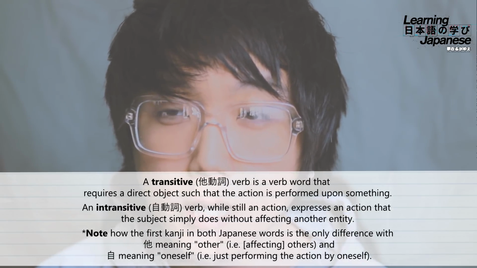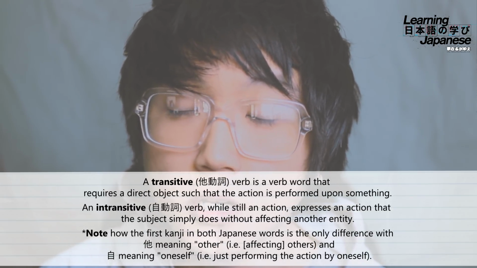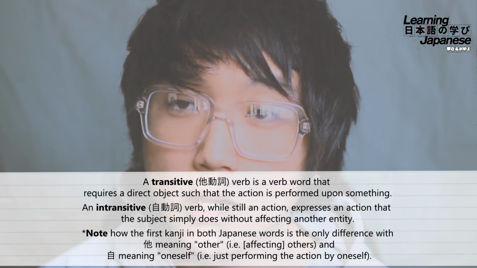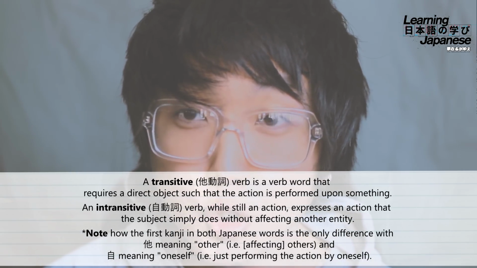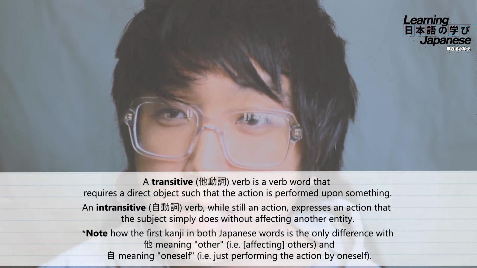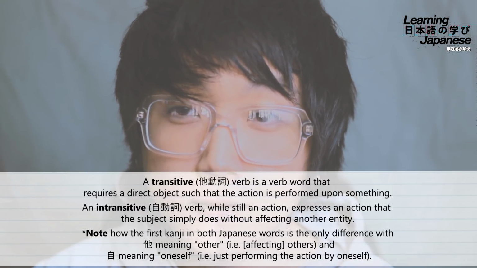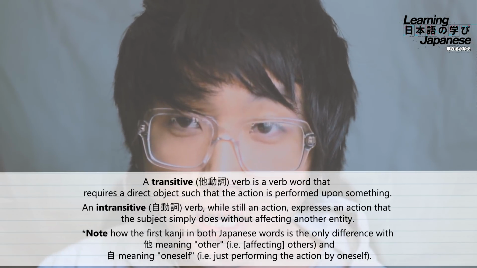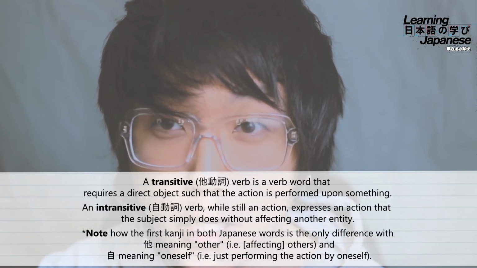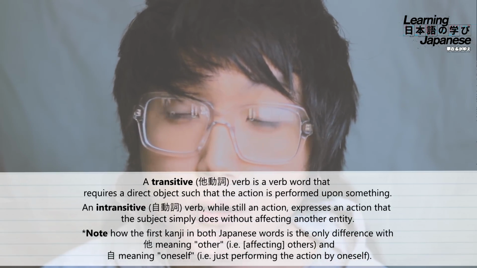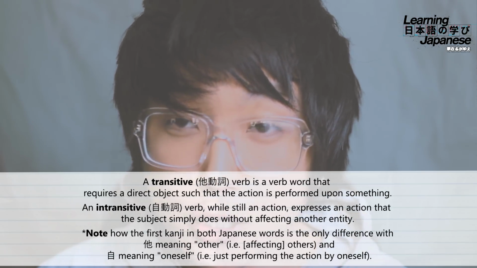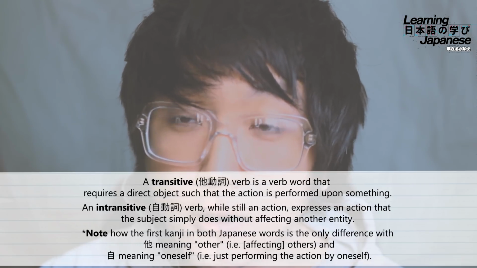So just a little trivia here. In Japanese, transitive verbs are called kadoshi and intransitive verbs are called jidoshi. And doshi means verb, and if you look at the 2 words next to each other up close, you'll see that the only difference between them is the first kanji in them. For transitive verbs, we have the kanji that basically means other, because when you perform a transitive verb, you're affecting another thing. And for intransitive verbs, that first character is the one that means basically self or oneself, because when you perform an intransitive verb, you're simply doing it by yourself without affecting others.